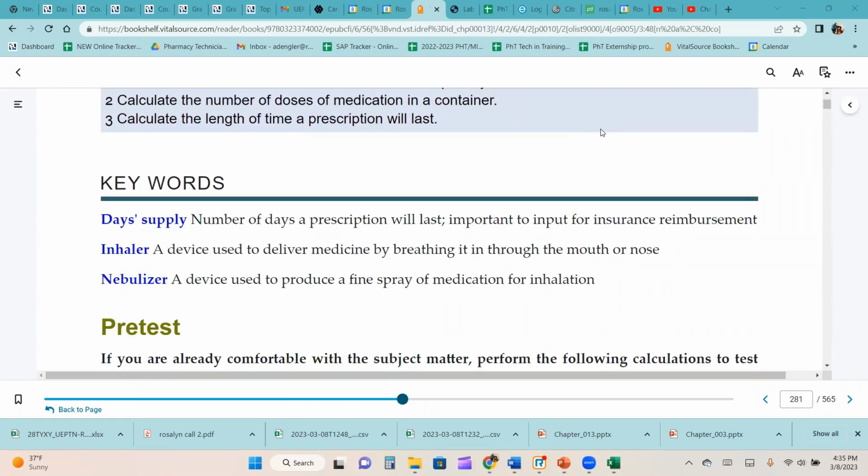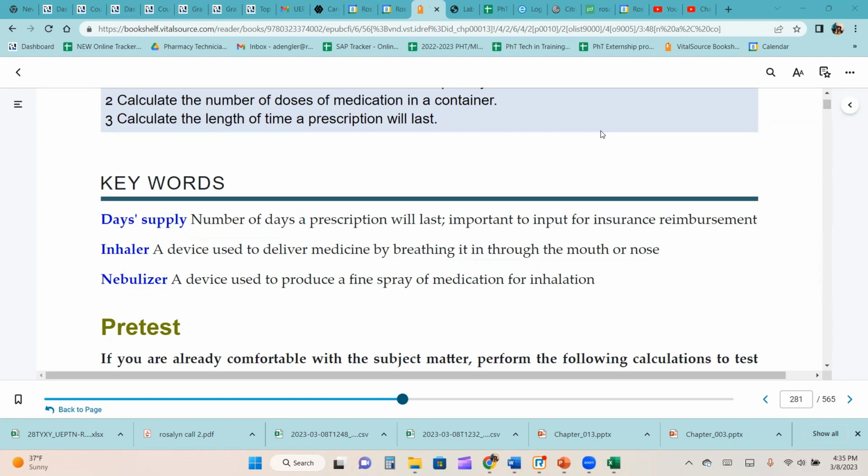Day supply is the number of days a prescription will last. It's important to input for insurance reimbursement. So when we mean day supply, we don't mean one day. We mean how long is this prescription going to last? So if they have 30 tablets, they take one a day, that's going to last for 30 days, and that would be the day's supply.